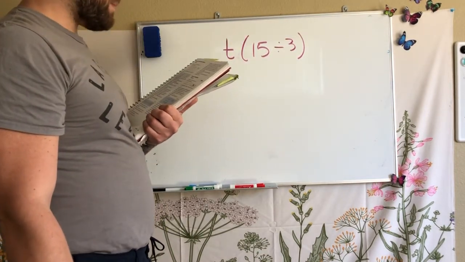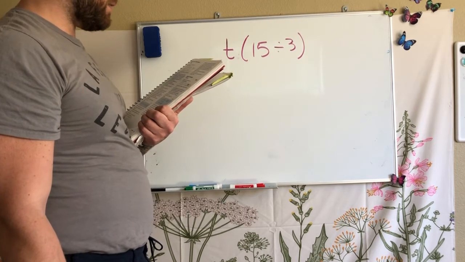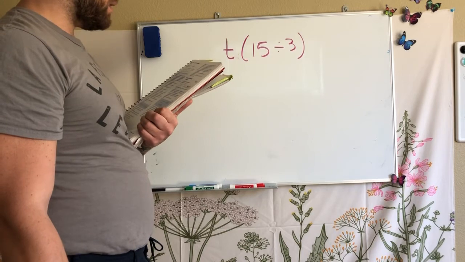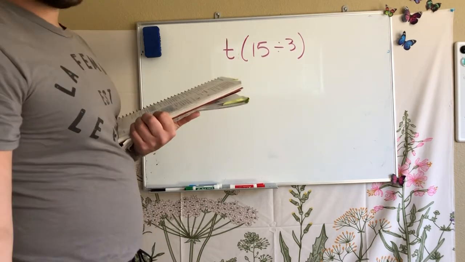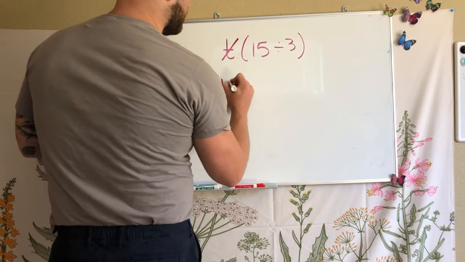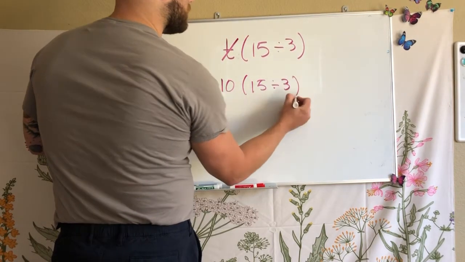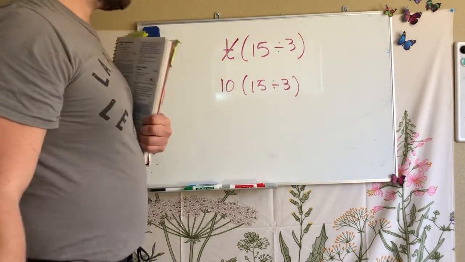So, copy the problem and work it. Remember, first show the problem with the number in place of the letter, then work the problem. So, for problem A, it says T equals 10. First step. So pause the video, work the problem on your own.